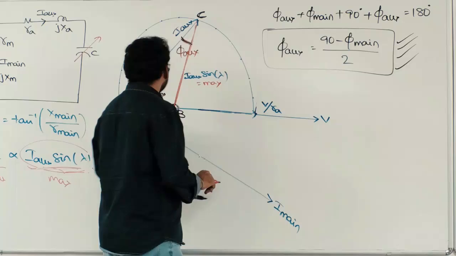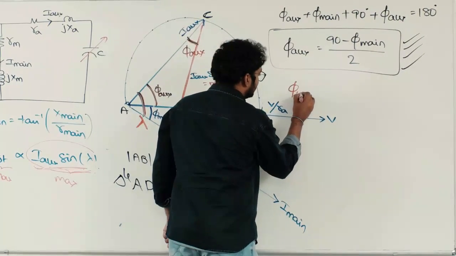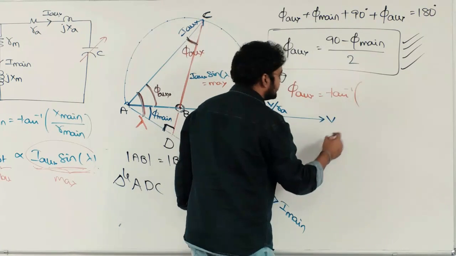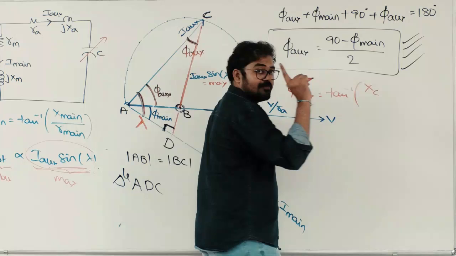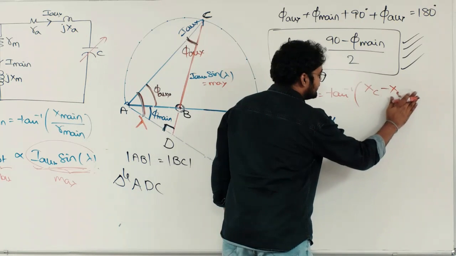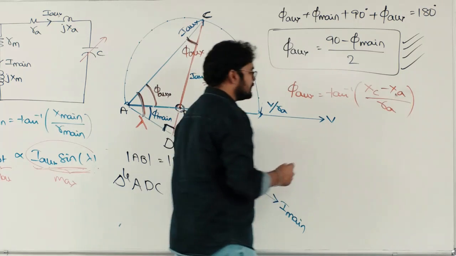Will you tell me from the equivalent circuit what is phi auxiliary? Phi auxiliary is equal to tan inverse, capacitive reactance is dominating, don't forget, XC minus auxiliary reactance XA by R auxiliary.